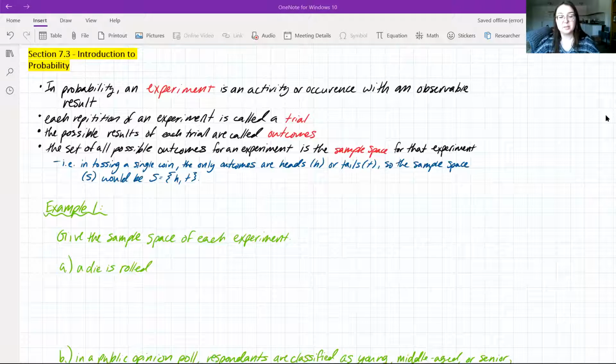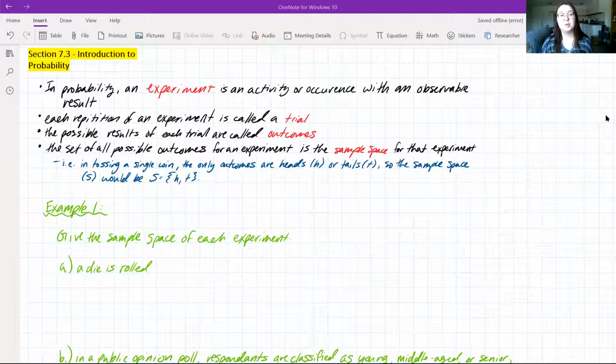Each repetition of an experiment is called a trial, and the possible results of each trial is called an outcome. The set of all possible outcomes for an experiment is the sample space. Essentially, your sample space is every possible outcome that you can get during your experiment. But once again, no duplicates unless specified.